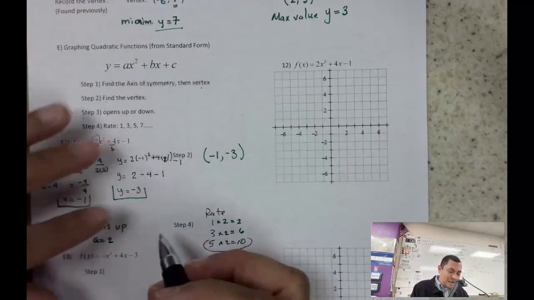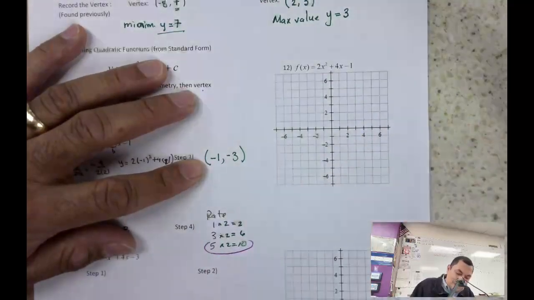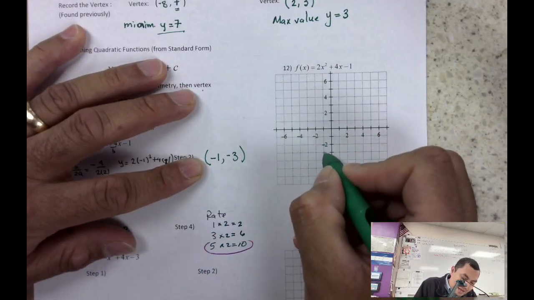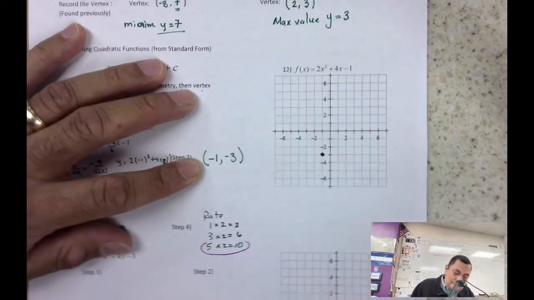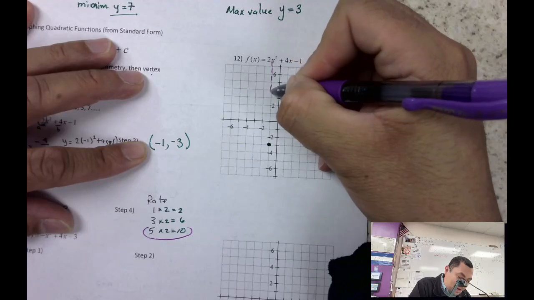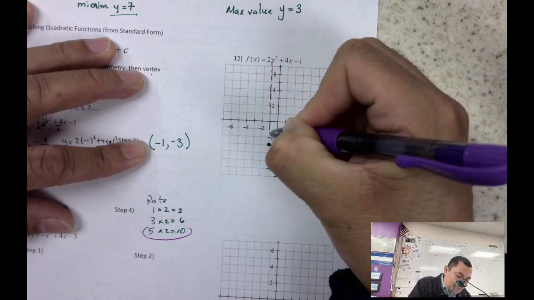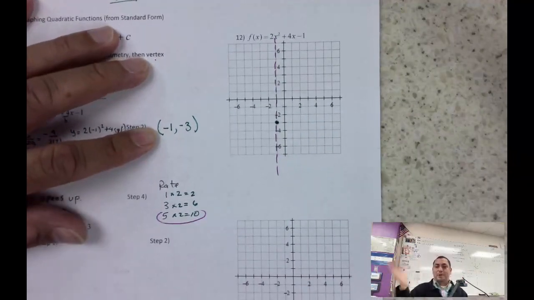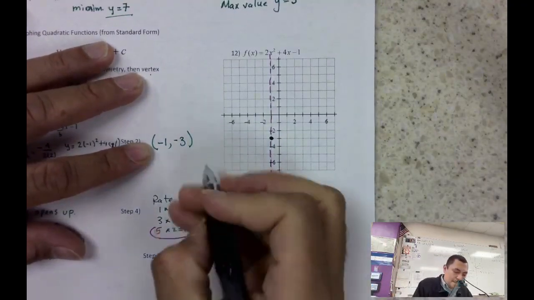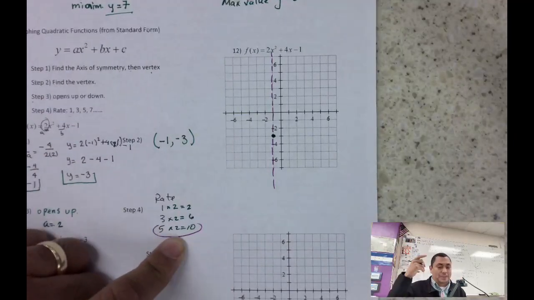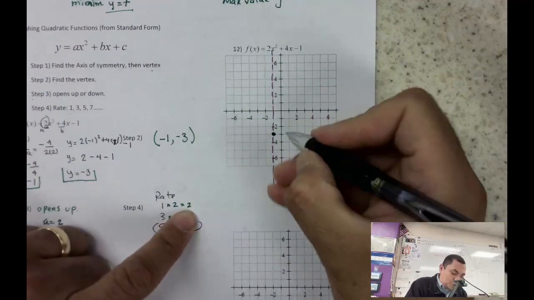We are going to need my vertex, negative 1 in x, negative 3 in y. So what that means, this is my axis of symmetry, this line. Let me draw this one. This is my axis of symmetry. That's half, where the parabola is going to split in half. Then I'm going to use my rate. I know it opens up, so I'm going up. I'm going 2 units up.